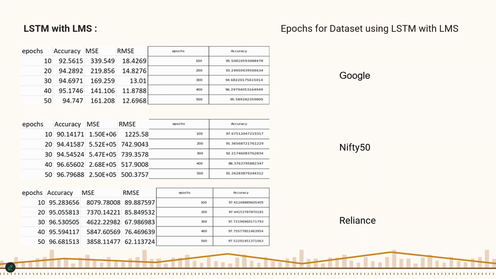So here the key observations are: the Reliance dataset achieved the highest accuracy across all epochs, stabilizing at 97.52%, and the Nifty 50 dataset showing significant accuracy gains, particularly in the earlier epochs. Coming to the Google dataset, it achieved steady improvements with diminishing returns after 50 epochs. So moving on to the next slide.